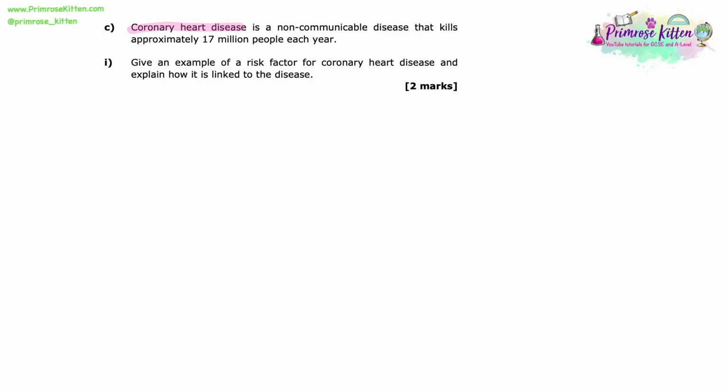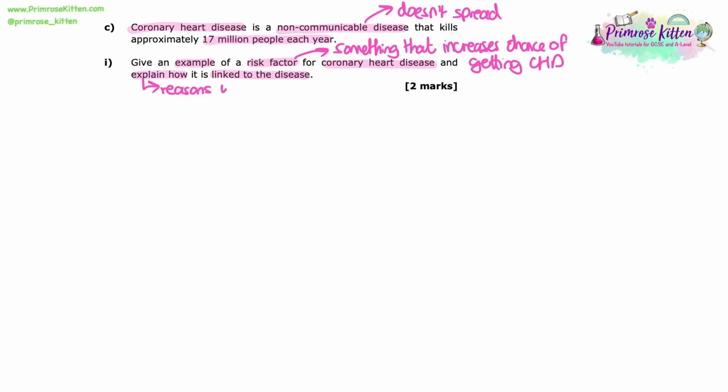Coronary heart disease is a non-communicable disease that kills approximately 17 million people each year. Give an example of a risk factor for coronary heart disease and explain how it is linked to the disease. So a non-communicable disease is one of those diseases that doesn't spread from person to person. So it's something that normally is caused by lifestyle or genetics. And it's saying to give an example of a risk factor. That's something that increases your chance of getting that disease. And we want reasons to explain how it is linked to the increased chance of that disease. So why does it increase your chances of getting coronary heart disease?